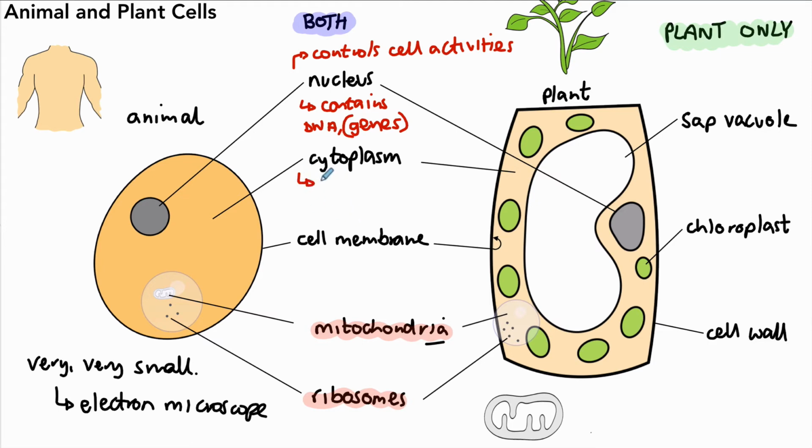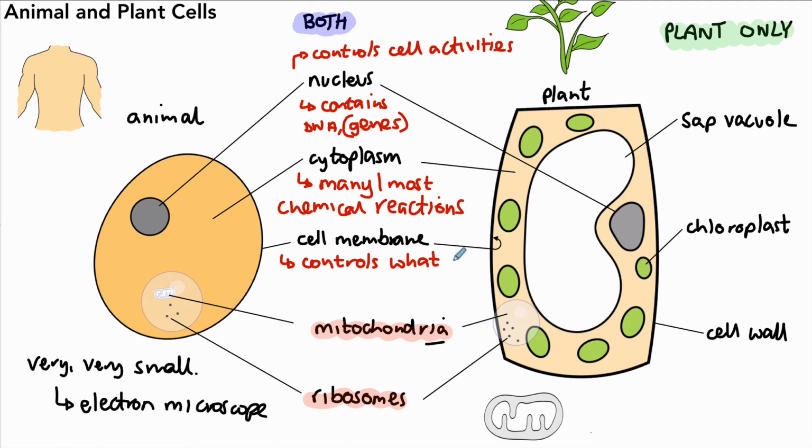Next is the cytoplasm, and this is where most of the chemical reactions happen in the cell. So it's a watery solution, and most of the chemical reactions that the cell needs to carry out happen in the cytoplasm. Then we've got the cell membrane. That's got a very important job. It controls what goes in and out, usually based on the size of molecules, but based on other things as well. But the overall function is it controls what goes in and out of the cell.